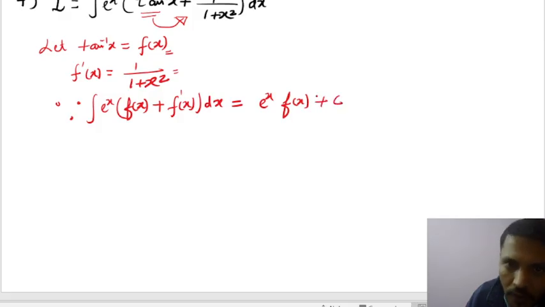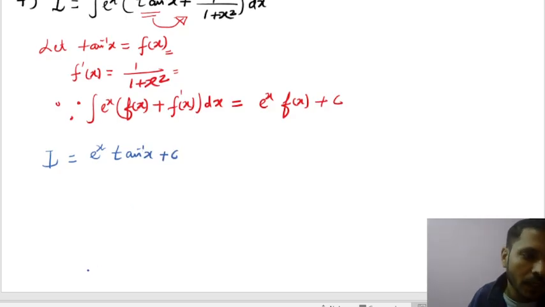So according to this formula, here our answer will be equal to what? I will be equal to e to the power x, but this time here f of x is tan inverse x. It is tan inverse x, and here plus c. So this is the answer. Right? So here this is the answer.